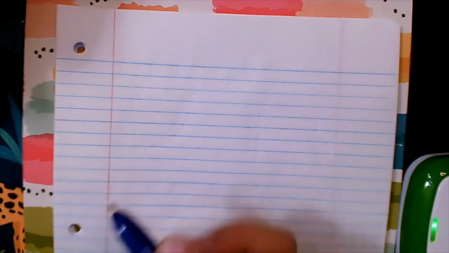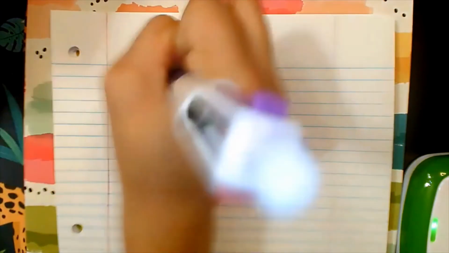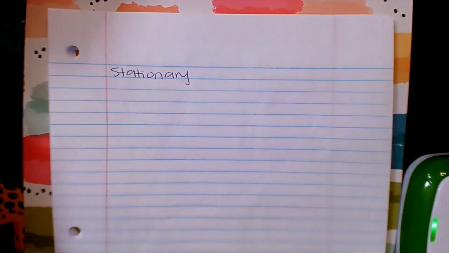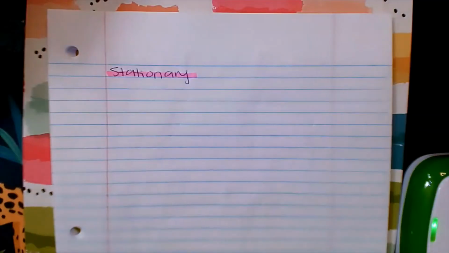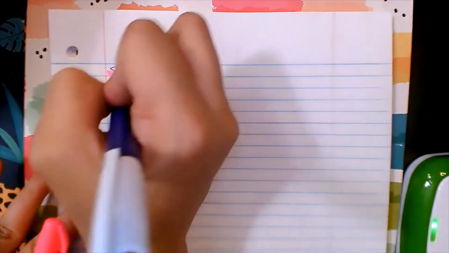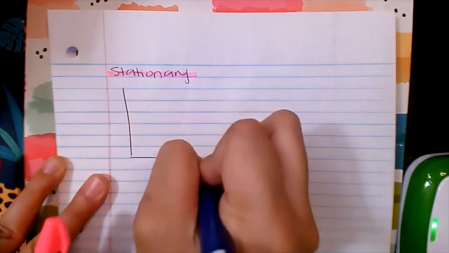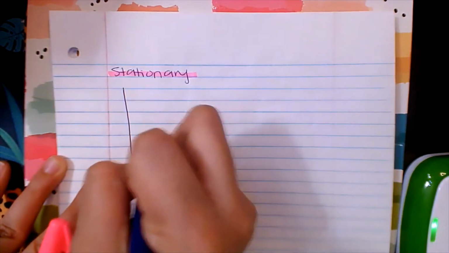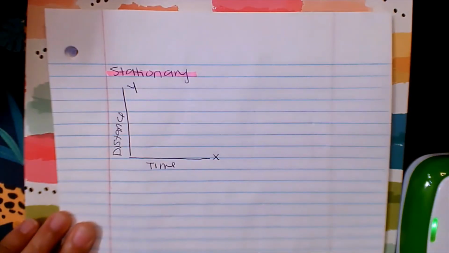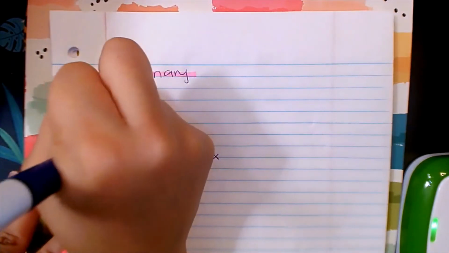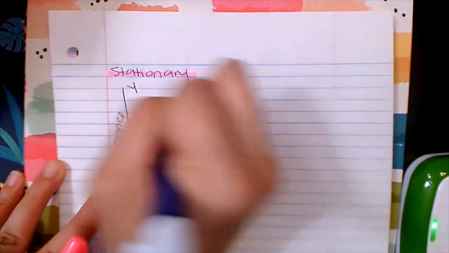Another type of graph that we're going to look at is something called a stationary graph. And again, I'm going to highlight my title to keep things organized. Again, we have a type of graph where our x value is measuring time and our y value is measuring distance. But our actual stationary graph is going to be linear, and it's going to look like this.